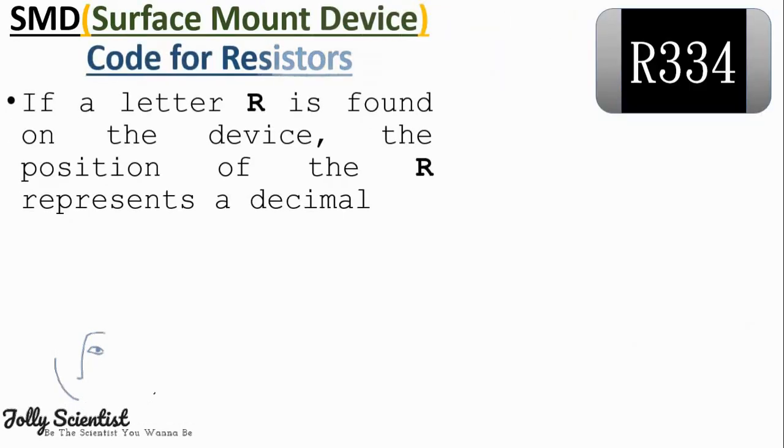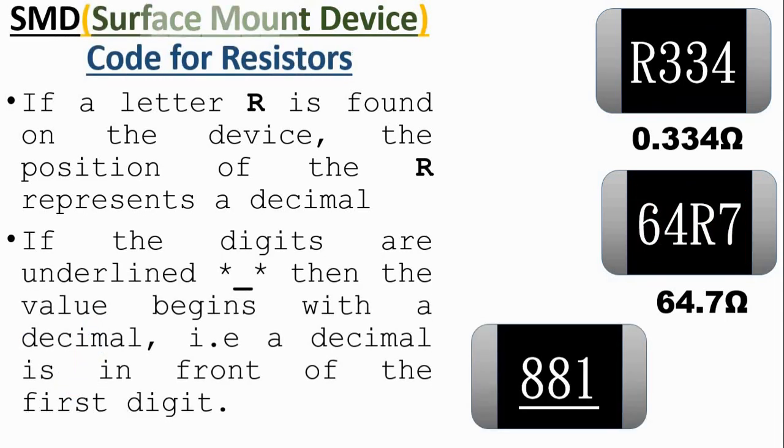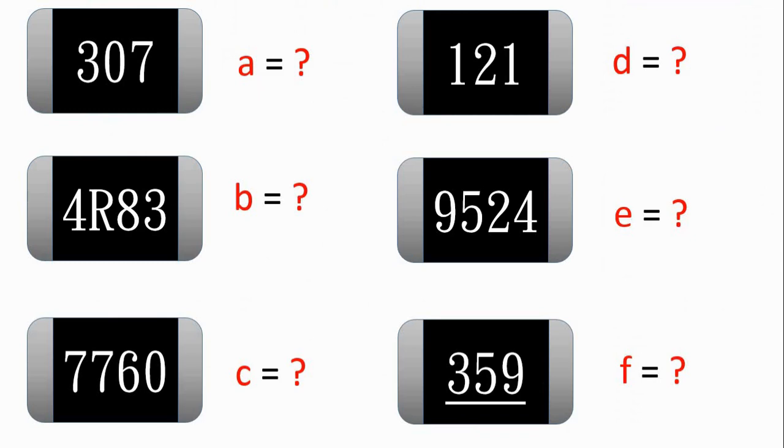Now if a letter R is found on the resistor, the position of the R represents the decimal. .7. In the case where we have the digits on the line, then the value begins with a decimal. So pause the video while you try and answer this on your own.